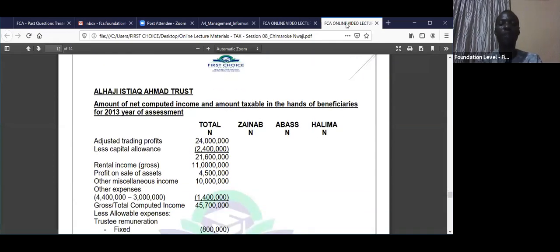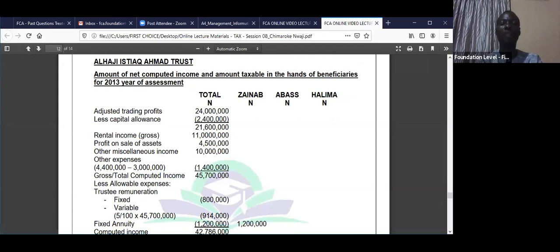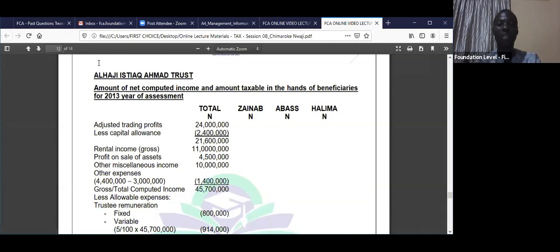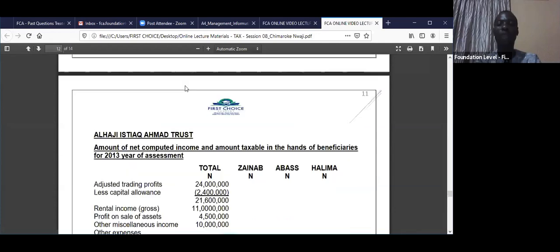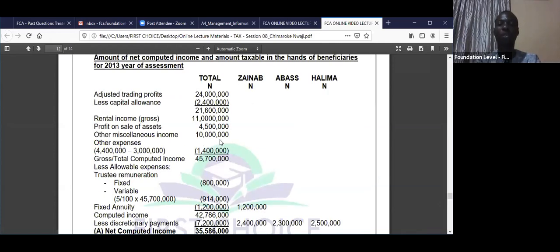So you see again, once again, we have the name of this man here. In the first example, I decided to put the children's names, but now I am putting this man's name because, one, the requirement is the net computed income. So the net computed income can only come when we are doing the trusts.